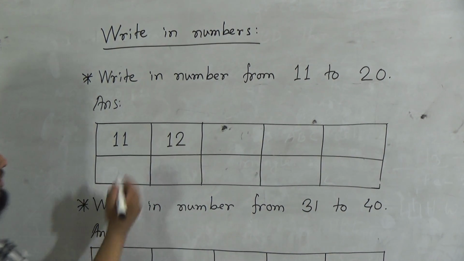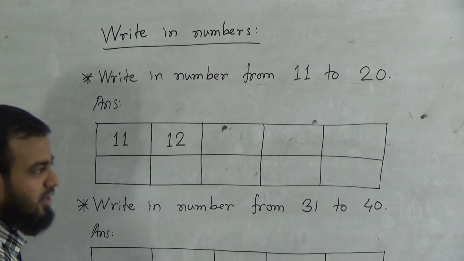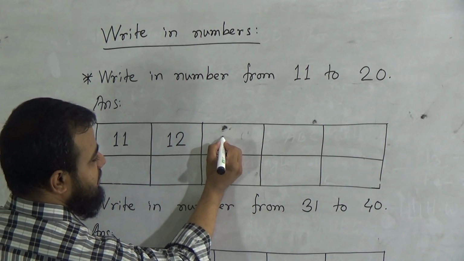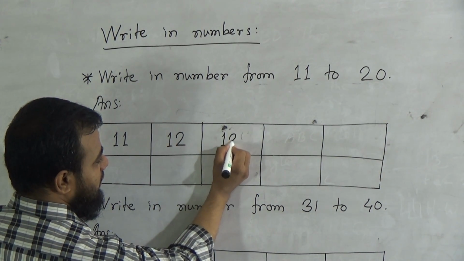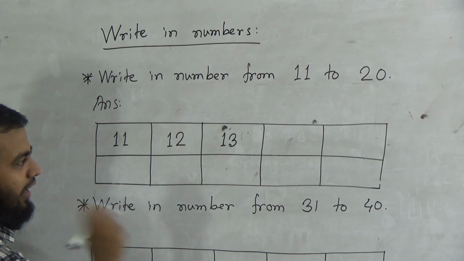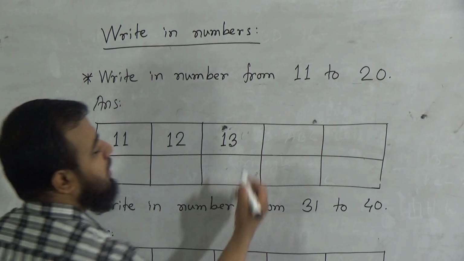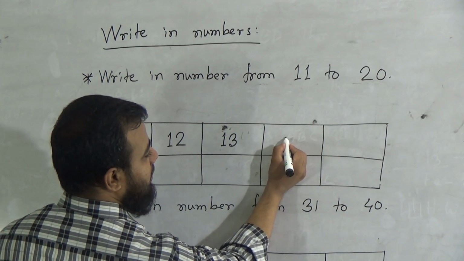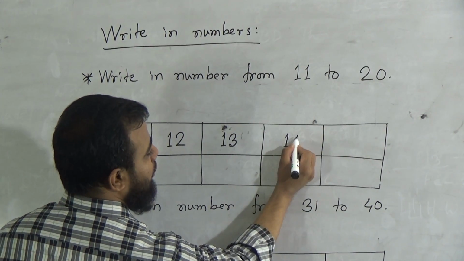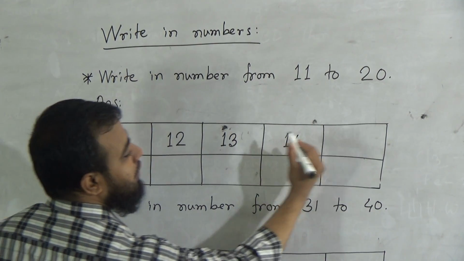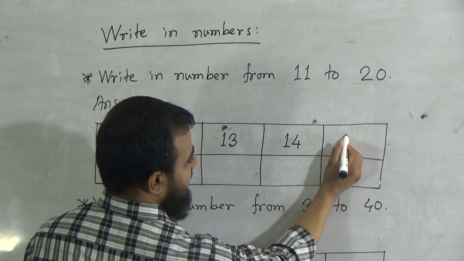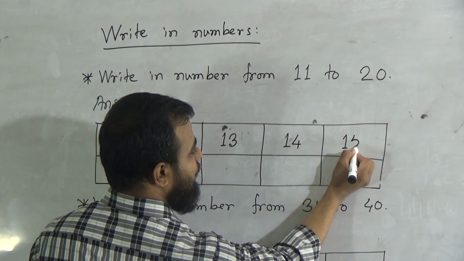After 12 comes 13. So 13 will be in the right side of this box. It's 1 and 3 make the number 13. After 13, the next number is 14. 14 should be written down in the next box, on the right side of this box. After 14 you should write down 15 in the box on the right side. It's 15 because 15 comes after 14.